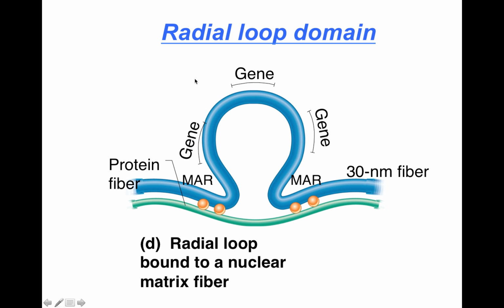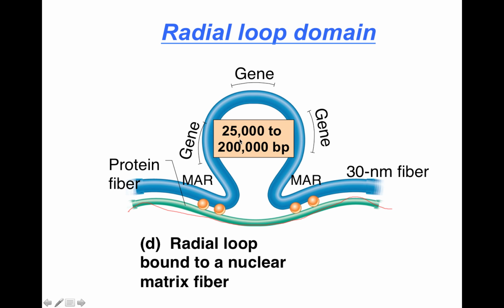So just as prokaryotic DNA was organized into loops, eukaryotic DNA is also organized into loops. This green line represents a protein fiber of the matrix, of the scaffold of a chromosome. And the blue line, of course, is DNA.